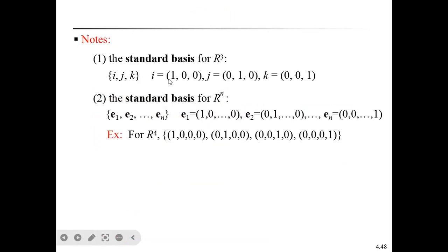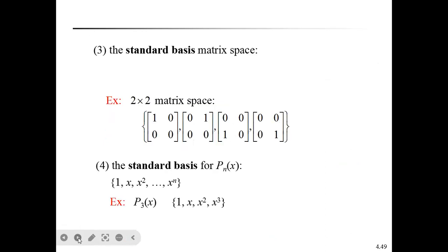So the standard basis for R3, i, j, k, can be written as (1, 0, 0), (0, 1, 0) and so on, and the standard basis of Rn is e1, e2, ..., en, where e1 equals (1, 0, 0, ...), e2 equals (0, 1, 0, 0, ...) in this case. So, for example, R4 is this one. Now the standard basis for 2 by 2 matrices will be these four types of 2 by 2 matrices.